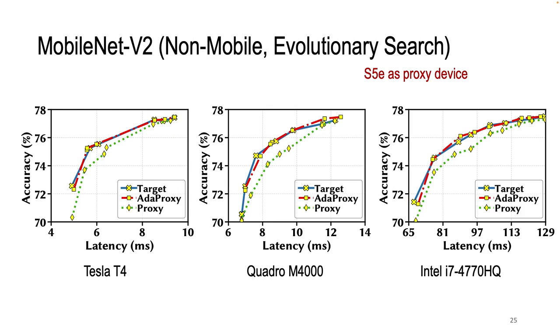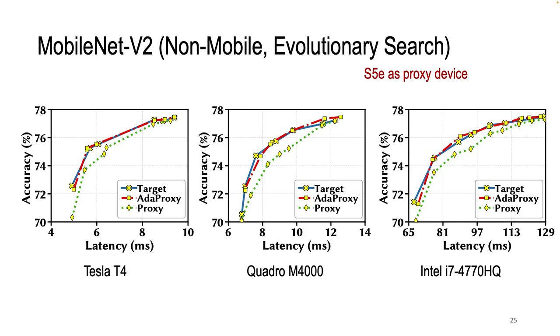Then we show the result for non-mobile devices. Since these devices will have low SRCC values with the proxy, we use the previous adaptation approach to create a virtual proxy device, which has SRCC of at least 0.9 with the target. We see that with a low SRCC, the architectures searched on the proxy are not Pareto-optimal on the target device. With proxy adaptation, the SRCC increases significantly, and the architectures searched on the adapted proxy are almost the same as those directly searched on the target device.